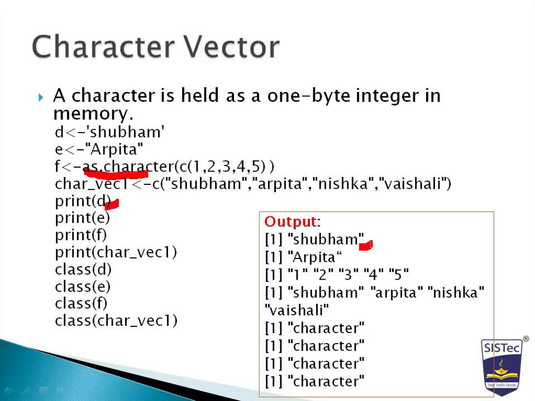Third one is 1, 2, 3, 4, 5. These are the numeric values, but it is transferred into character. So here 1, 2, 3, 4 is character value instead of its normal numeric value or integer value. And whatever we store in the character value in form of double quotes, in form of a string, is entered as it is into the character vector, and all the types of these four variables are character type. So this is how we deal with the character vector.